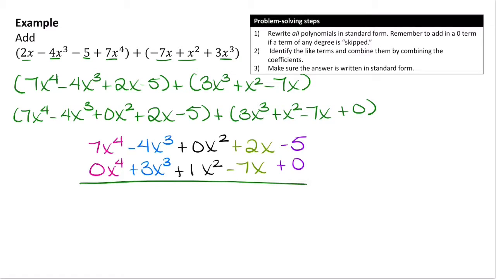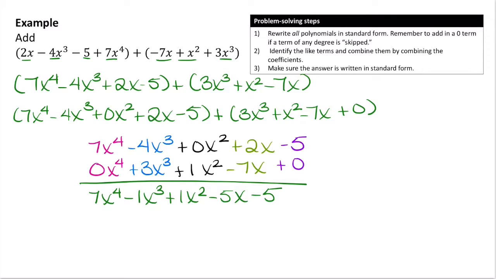Okay, so now let's go ahead and add together our like terms. So 7 plus 0 gives me 7x to the 4th. Minus 4 plus 3 gives me minus 1x cubed. 0 plus 1 gives me plus 1x squared. 2 minus 7 gives me minus 5x. Minus 5 plus 0 gives me minus 5.